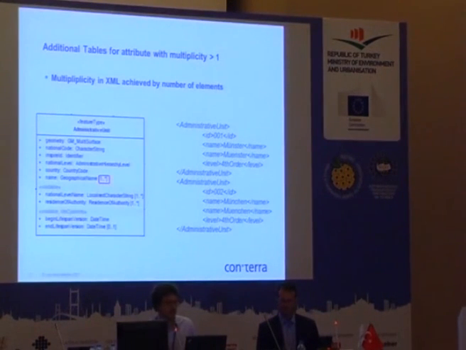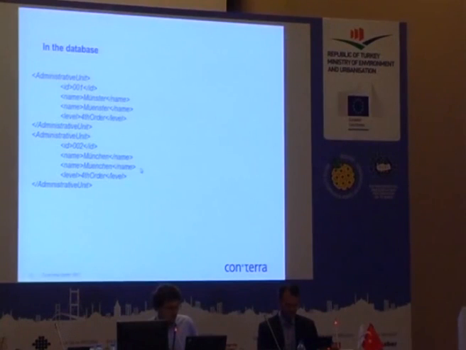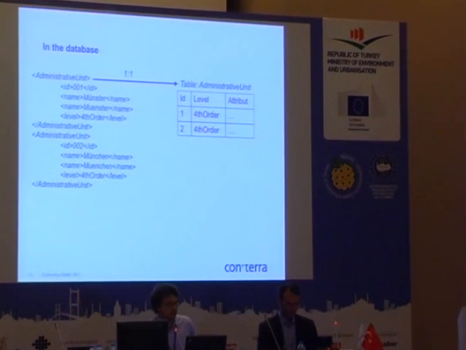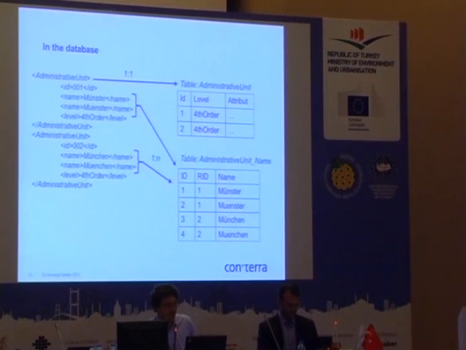Whenever the UML model specifies multiplicities, it's no problem to put this into a GML or XML based structure because you can just have the element n times. It's no problem at all. But if you want to put this in a database, you get a problem because you cannot just dynamically add new fields in the table. So the solution for this is to have a relational table.